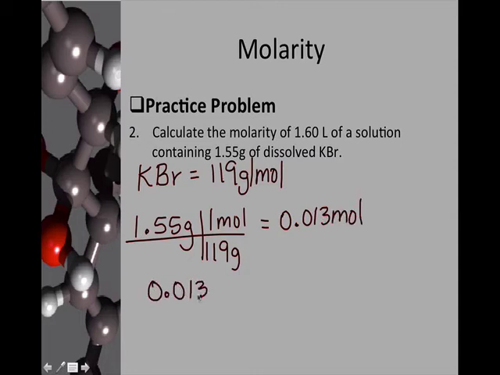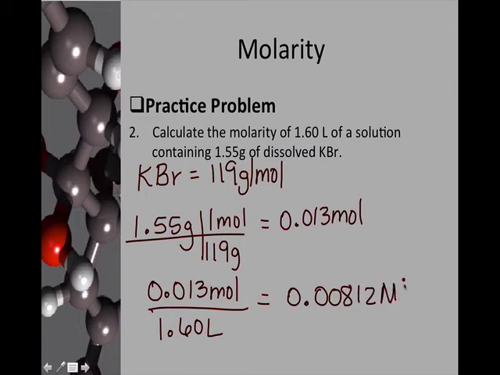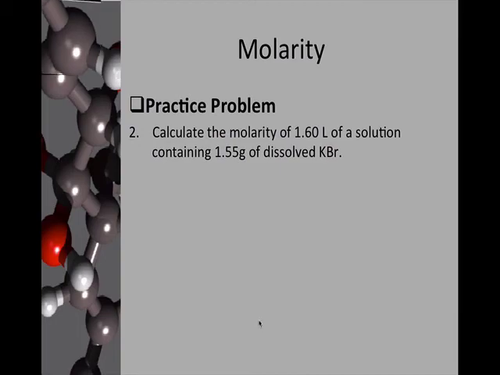And then I'm going to divide the moles by the liters. And they've already given me liters here, so I just put that number on the bottom. And I take those two and divide them, and I end up with 0.00812 molar potassium bromide. So just making sure you have the correct units when you do the division is kind of the key thing for these.